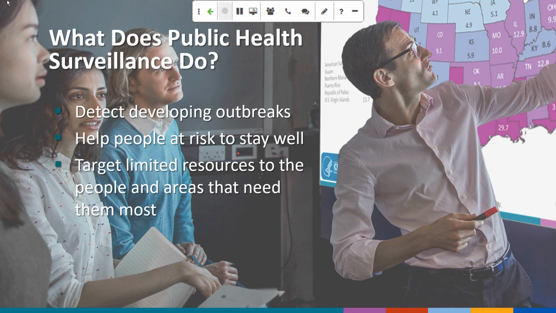Overall, public health surveillance helps us to target limited resources to the people in areas that need them most. For example, public health data help to identify states with high rates of drug overdoses, which can help to make sure that they have resources to prevent overdoses and treat opioid use disorder. Without public health surveillance, our society couldn't prevent illness or provide care as effectively.